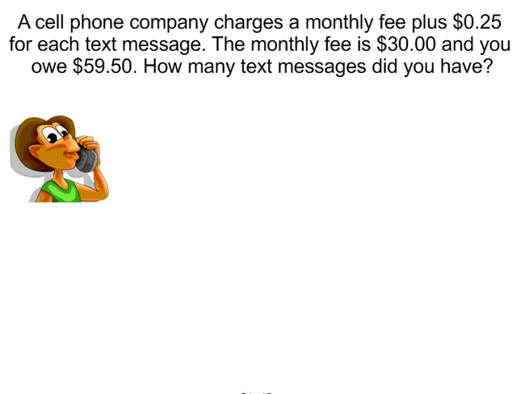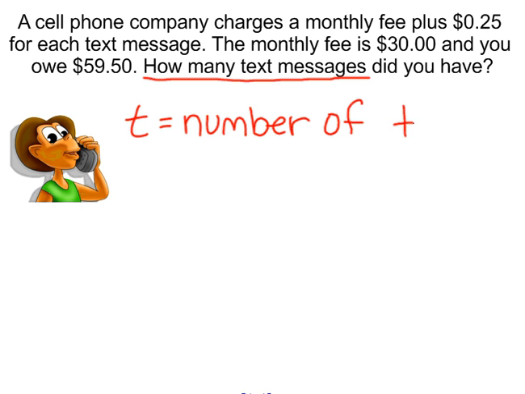All right, next one. A cell phone company charges a monthly fee plus 25 cents per text message. The monthly fee is $30. That's your one-time fee you pay each month, and you owe $59.50. We want to figure out how many text messages you had for that billing cycle. Okay, just like before, we're going to start by identifying the variable. Our question says how many text messages, so that tells us what to use for our variable. So I'm going to do T equals number of texts.